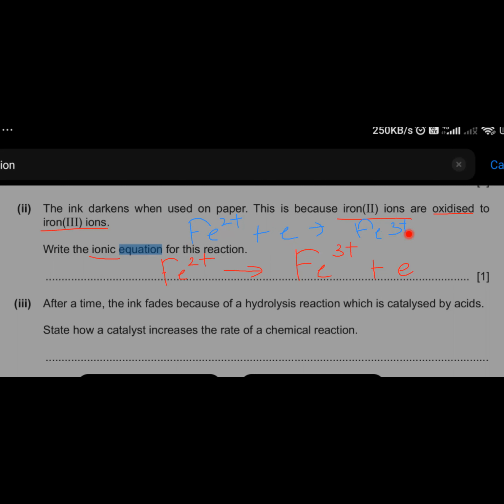And one more thing I have to tell you here: when you're writing electrons, children, be careful. There's a small thing you have to add. You put a minus sign here to show that electron, e minus. That stands for a 1 minus charge, okay? Right here, Fe2+ becomes Fe3+ and an electron is lost. That's it for this ionic equation.